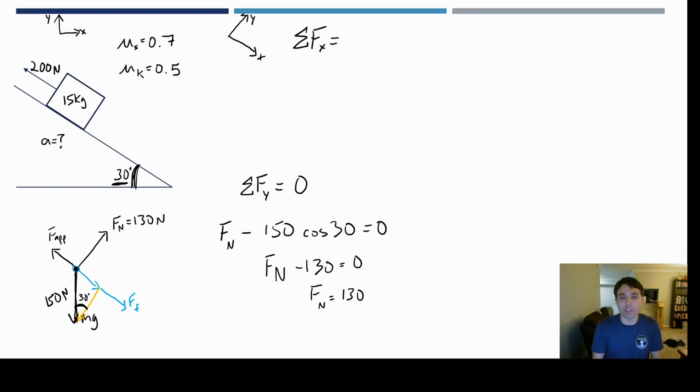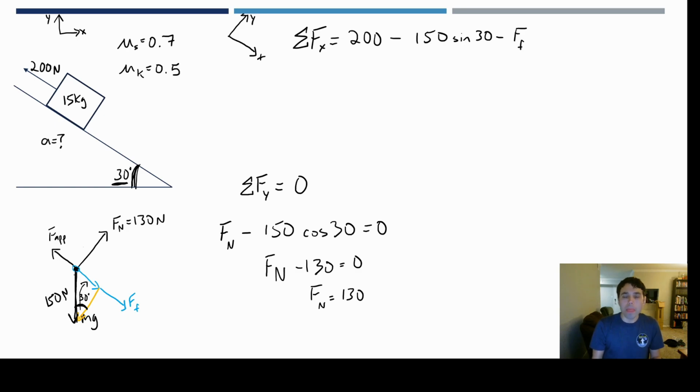Let's go to my x direction and take a look. What are all the arrows in the x direction that's parallel to the surface? Let's call up the ramp positive. So I have only one arrow in that direction. That's the applied force, which is 200 newtons. And then down the ramp, I'm going to have the blue component of the weight force, right? So this time I'm going to use 150 sine of 30, because that's going to be opposite the angle, right? Opposite side of the triangle, so that's sine. So 150 sine 30, minus the friction force.